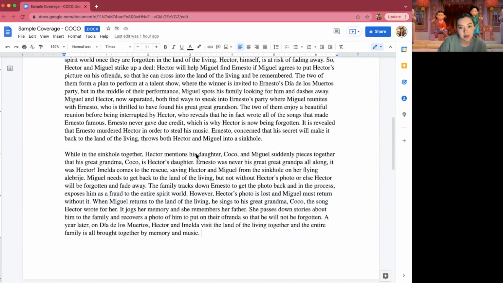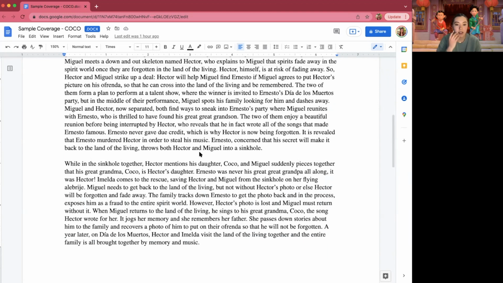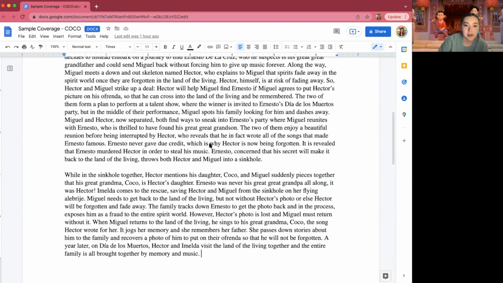Lots of details, lots of side characters that you can leave out. I don't think I ever mentioned the dog here. I definitely didn't mention all the other aunts and uncles in the family or anything like that. You should really just focus on staying with your protagonist and making their arc very clear in this.